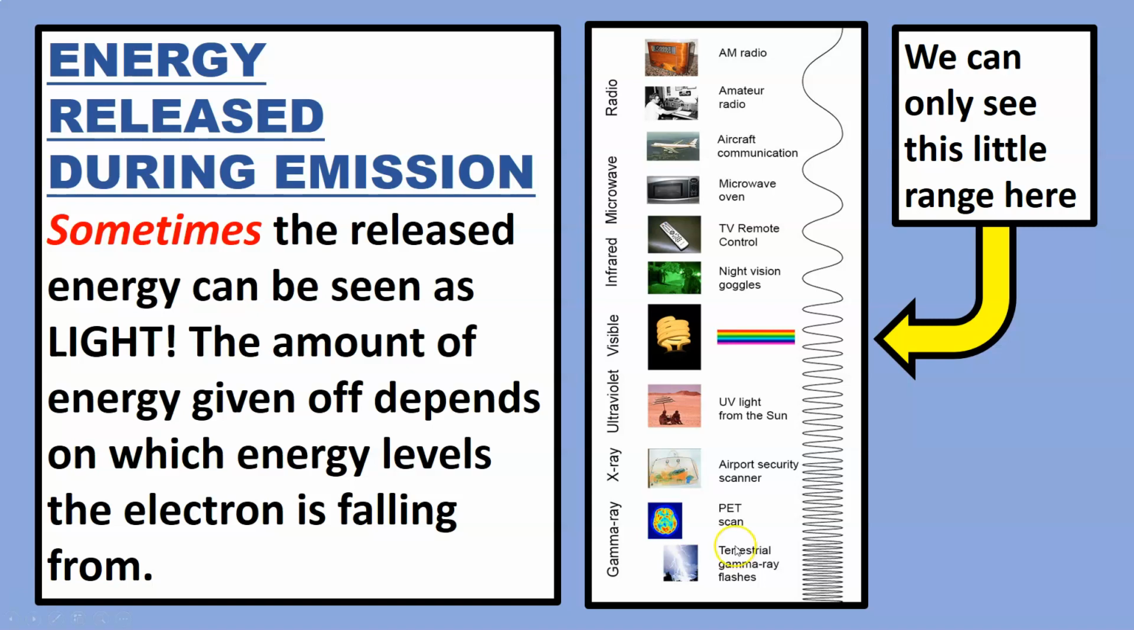If you look at this, it's only this tiny window that we can see. Sometimes energy will be given off, but if it's not in this tiny little window, we may not be able to see it with our eyes. Now, there may be equipment that can detect it for us, right? But we may not be able to see it visually.